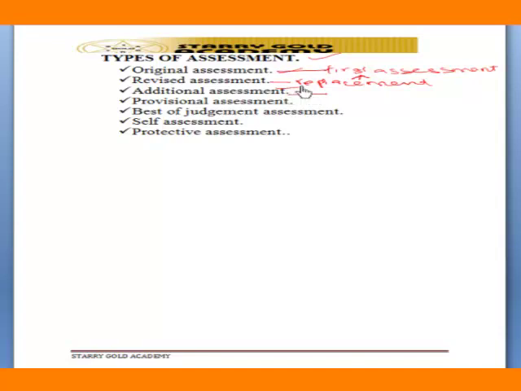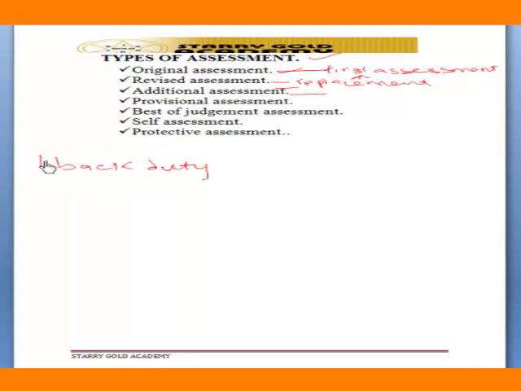Additional assessment. Additional assessment is usually raised from a back duty assessment. Back duty assessment. That's a key word there we need to talk about. What's back duty? This has to do with examining the books of the taxpayer to find out whether they have been defaulting in tax payment.